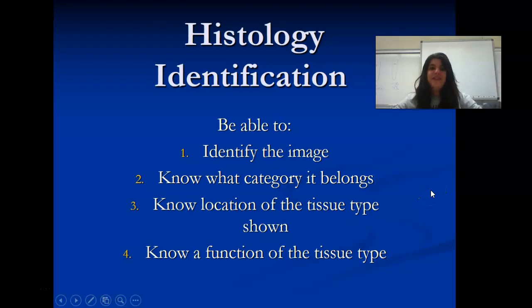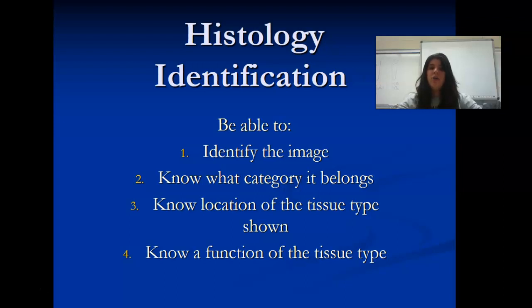Morning. So for this lab, really it's just going to be looking at pictures and drawing in your packets as much as you can to be able to identify the pictures. Things you need to know is you need to be able to identify the image, so what kind of tissue it is. You need to know what category it belongs to, so is it epithelial tissue, is it muscle tissue, is it connective tissue, or is it nervous tissue?